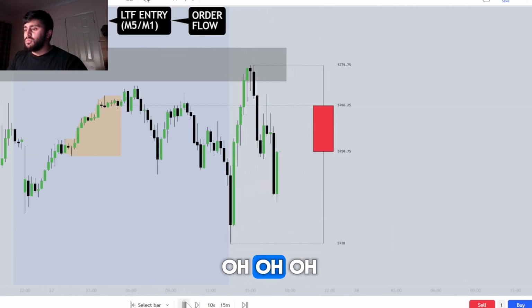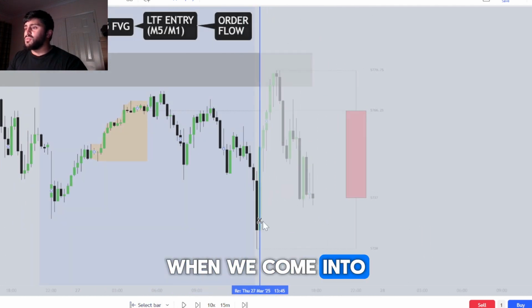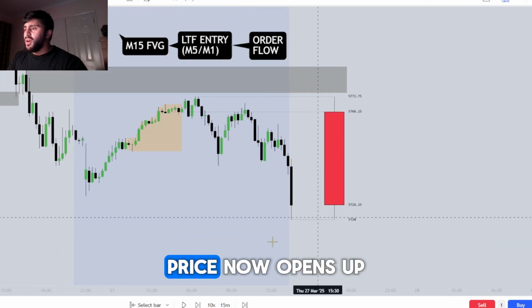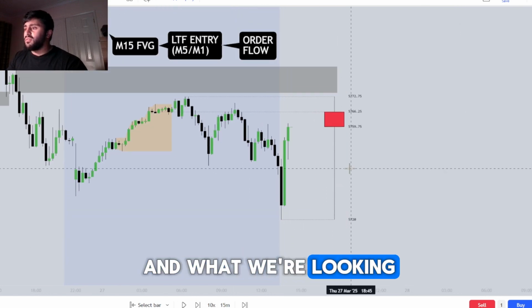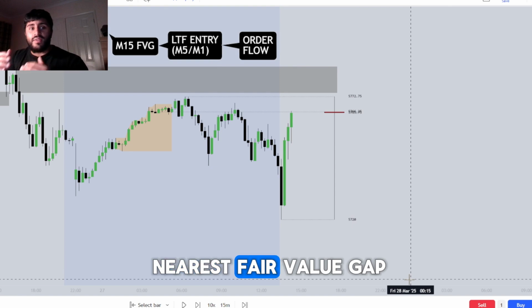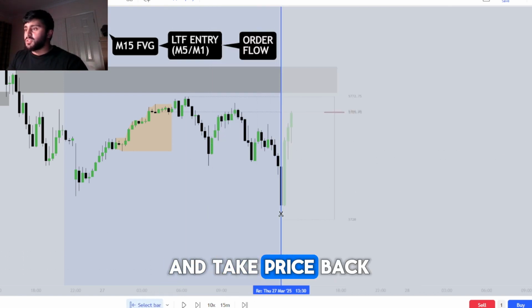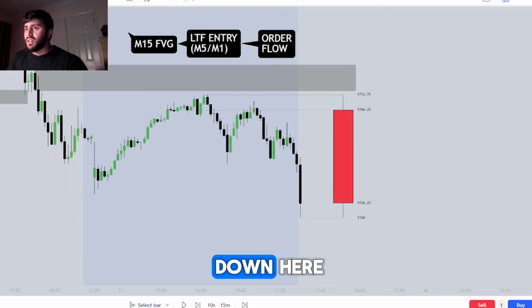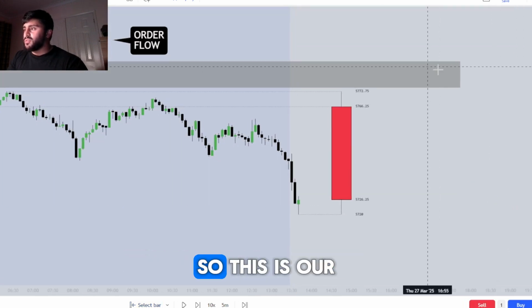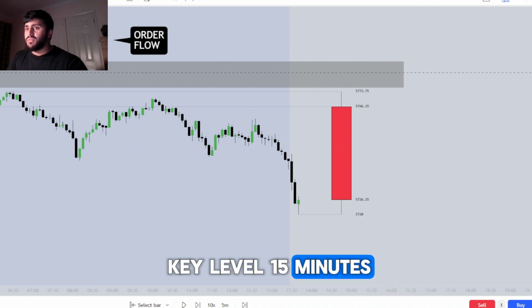When we come into the market open over here, price now opens up. And what we're looking for is the nearest fair value gap to trade from. This is the most important thing, right? So let's just try and take price back one more time. So the market opens down here. Let's go to the 5-minute time frame, right? So this is our key level, 15-minute fair value gap.